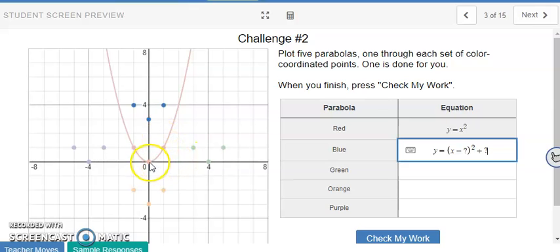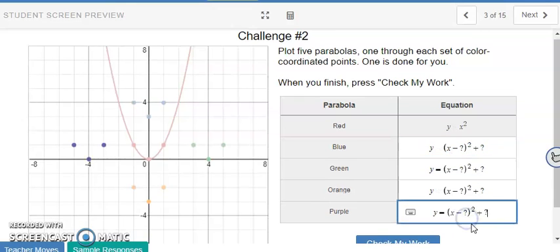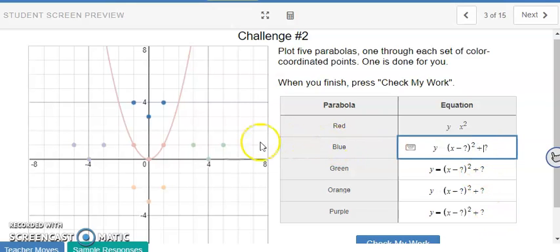Again, we are going right 1 up 1, right 1 up 1, right 1 up 1, and right 1 up 1. So the a value in all of them is 1. So I'm going to go ahead and just copy the same equation down for all of them. And we're going to start with the blue. Now with the blue, the vertex is at 0, 3. So that means this question mark is 0, and this question mark here is 3. Because again, that's the h and the k.